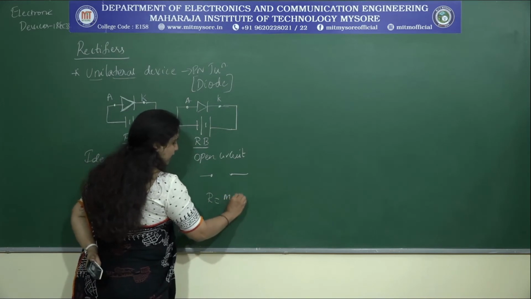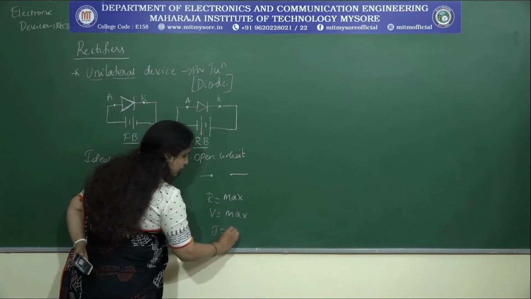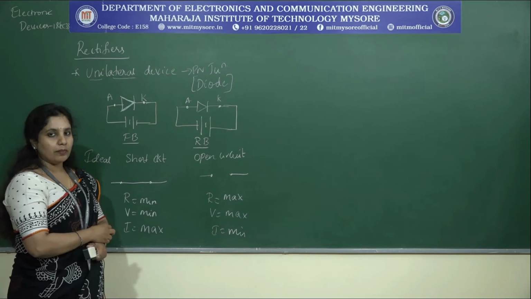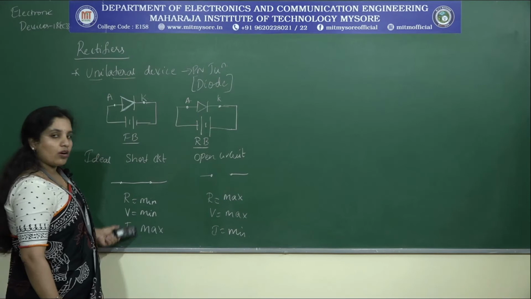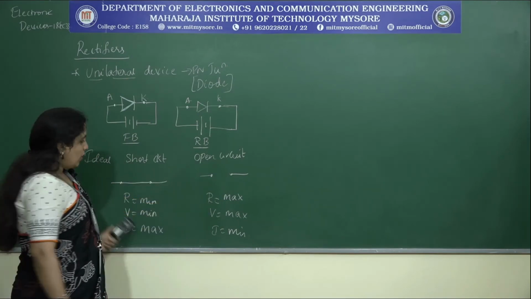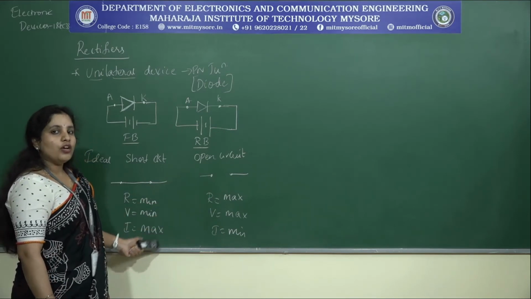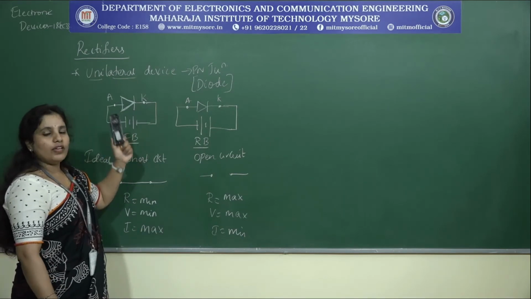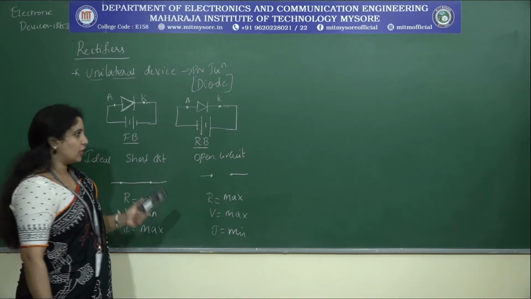As a result, I can say that resistance is maximum, the voltage is maximum, and the current is approximately equal to 0, or I can say that it is equal to minimum. Done. So this is how I'll show the characteristics of short circuit, and this is the characteristics of open circuit. Now why am I writing all these is, now it is my duty to represent the ideal characteristics of this diode when it is under the forward bias condition and when it is under the reverse bias condition.